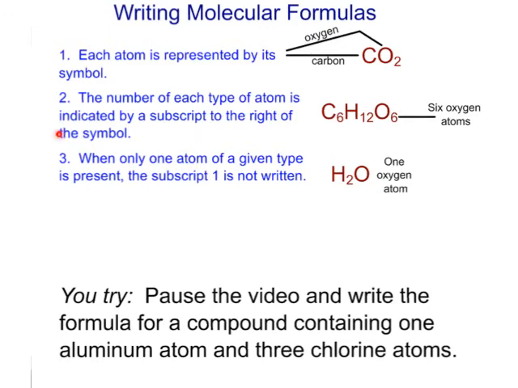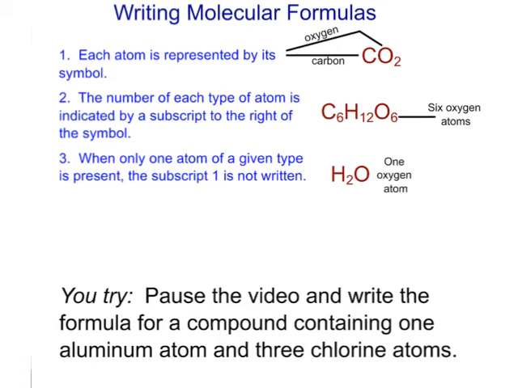Two, the number of each type of atom is indicated by a subscript to the right of the symbol. So here, for example, the subscript to the right of the carbon is 6. So we know there are 6 atoms of carbon in this molecule. We know there are 12 atoms of hydrogen in this molecule. And we know there are 6 atoms of oxygen in this molecule. Then the third point, when only one atom of a given type is present, we don't write a subscript 1. So here, there's only one oxygen, but we do not write a 1 in subscript after the oxygen. We just know that's a 1.